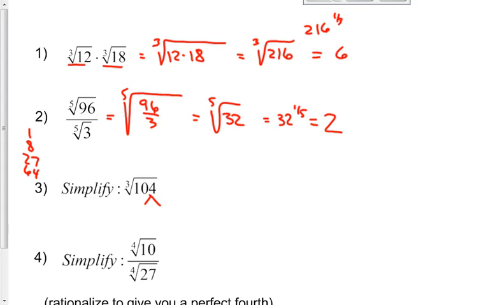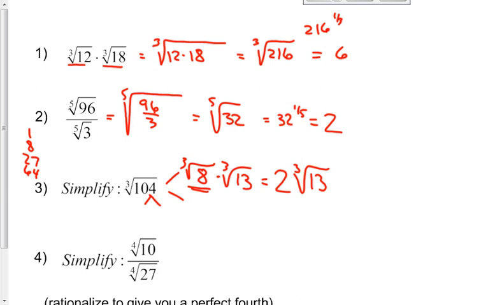Cube root of 8 times the cube root of 13. 8 is my perfect cube. That reduces to 2, and then the cube root of 13 does not. That piece that does not will sit in the back. That is my reduced or simplified answer for the cube root of 104.